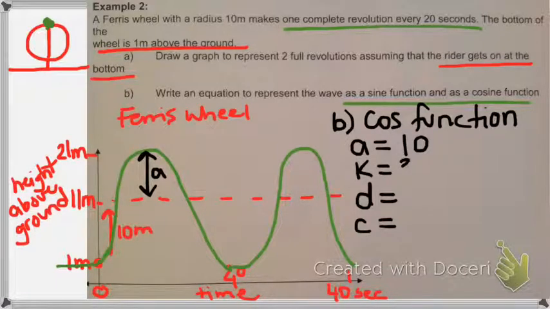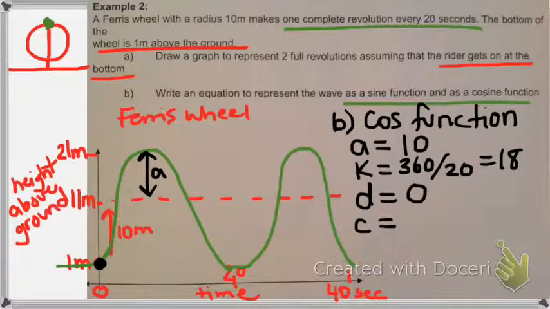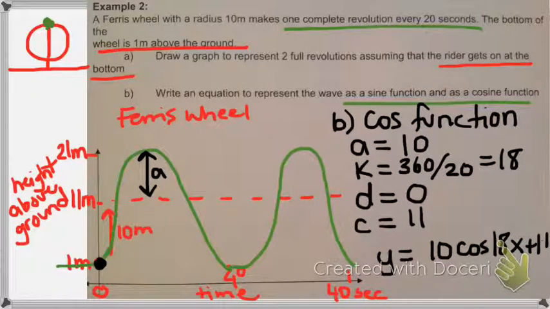Okay, we'll do the same thing as before. 360 divided by the period, which is 20. When we do that, we get 18. D, again, go to your starting point. Are you starting along the y-axis? Yes, you are. So there has been no phase shift. D is 0. C is your axis, which is 11. So we can now write this equation as y equals 10 cos of 18x plus 11. Now, one more thing we have to do.